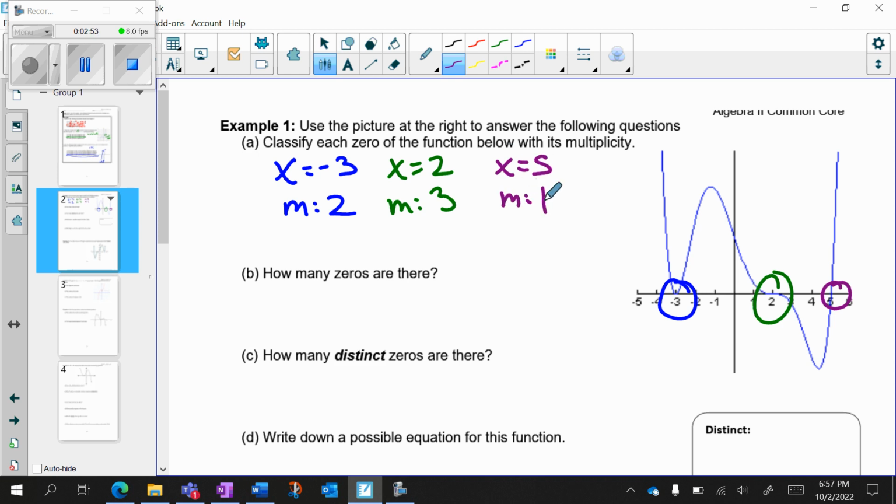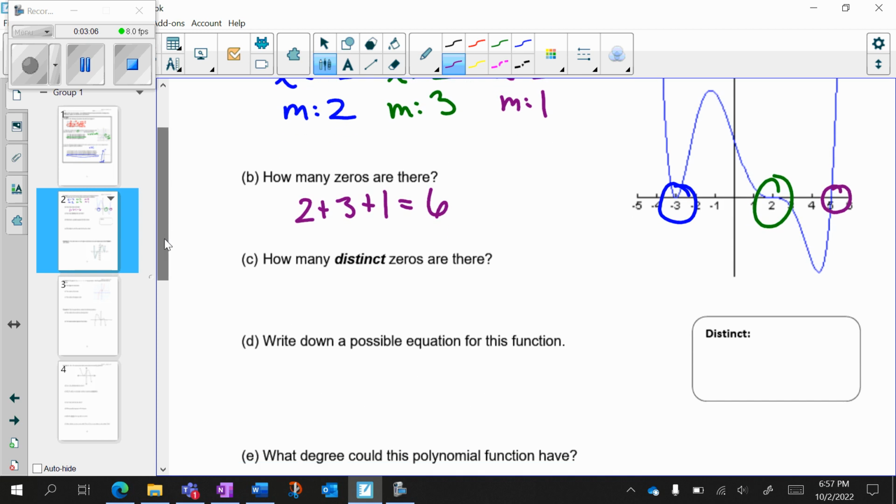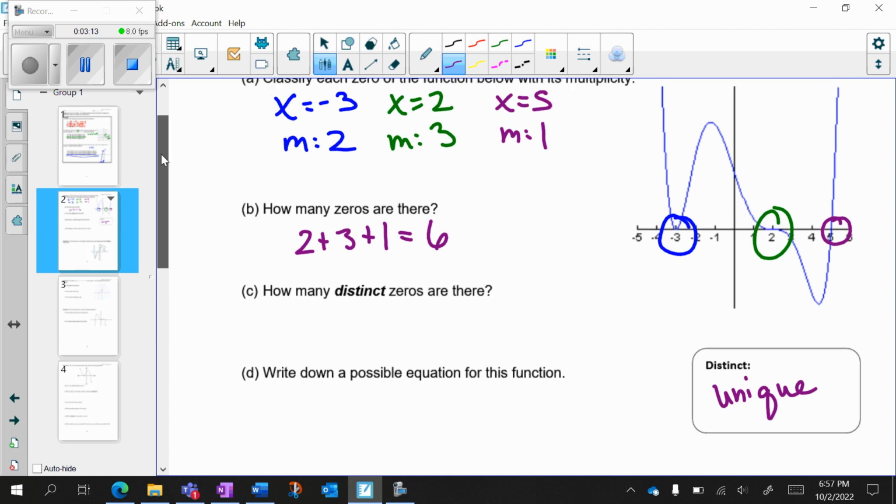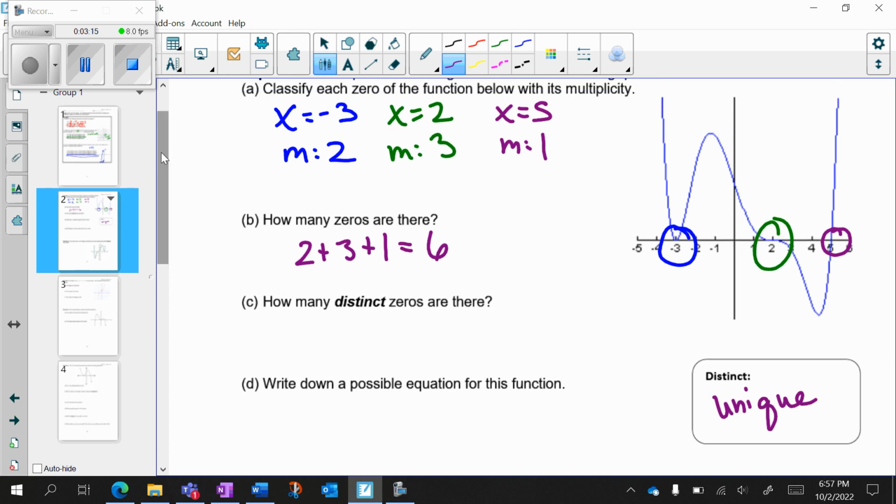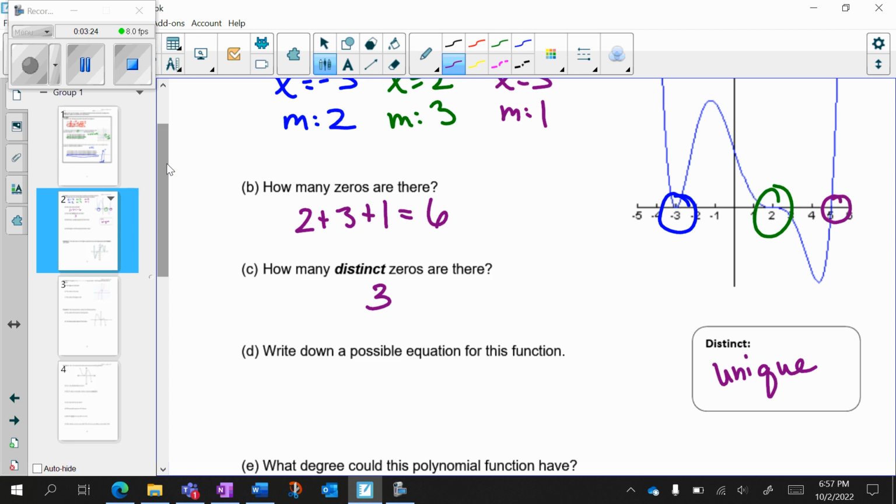How many total zeros are there? We're going to add our multiplicity, so 2 plus 3 plus 1 gives us 6. However, C says how many distinct zeros are there? What distinct means is unique. So there are only 3 distinct zeros at x equals negative 3, x equals 2, and x equals 5. We're going to write down the possible equation for this function.